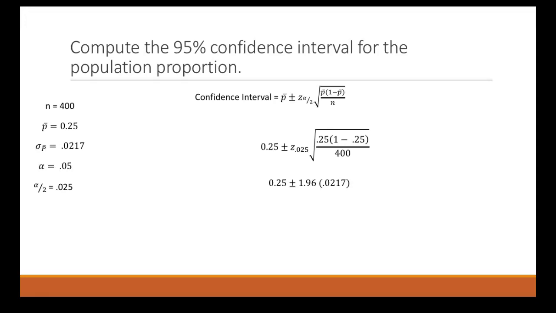So if we take 1.96 times our standard error of 0.0217, we find that our margin of error is 0.0424. So to provide this confidence interval, we take our 0.25 plus and minus our margin of error of 0.0424, and we find that our confidence interval comes out as 0.2076 to 0.2924.